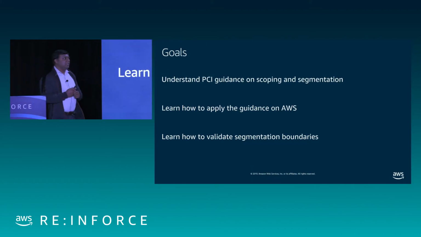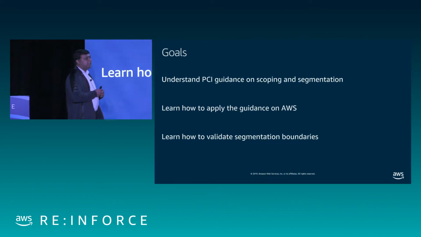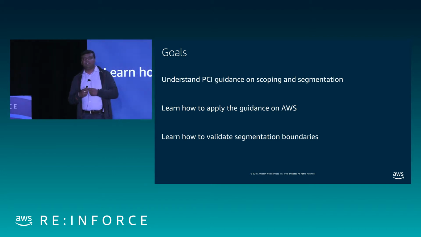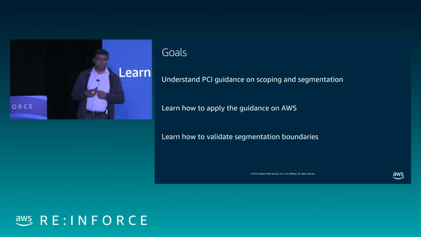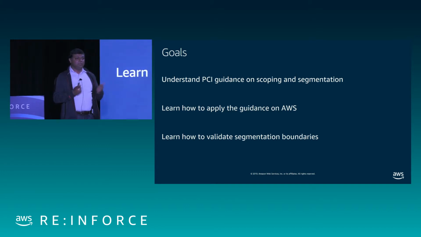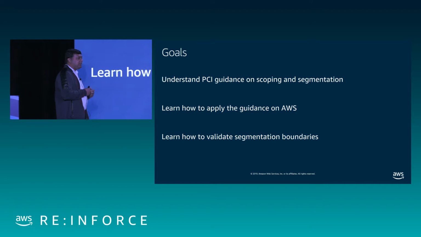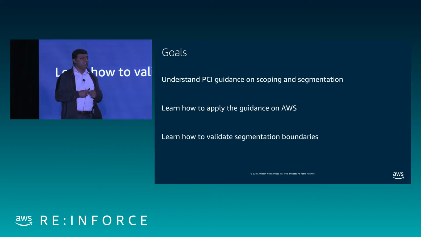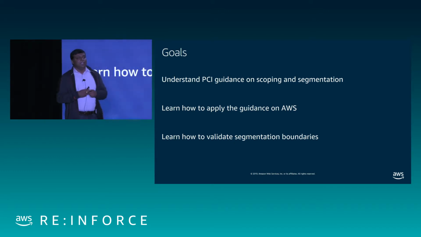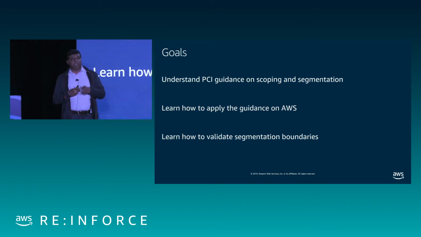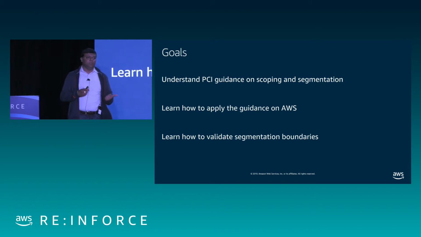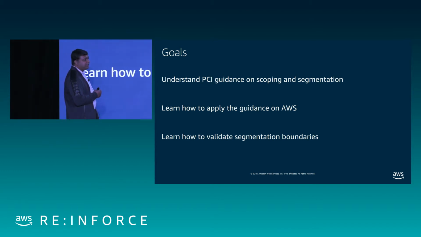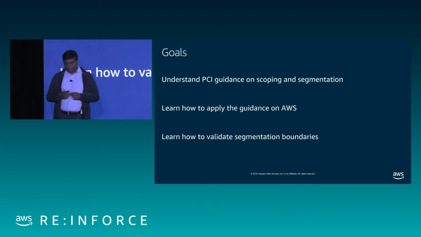So at the end of the session, we'll try to take away three major goals. First, we'll try to understand why segmentation and scoping is important with respect to PCI. Secondly, we'll look at what the current guidance from the PCI Council on scoping and segmentation is. And thirdly, we'll look at how to apply this guidance on AWS to build segmentation controls and to build validation for those segmentation controls.